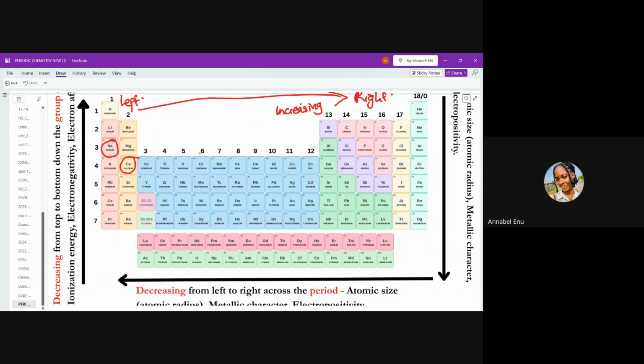Okay, I can repeat the question. The question is between sodium and calcium, which one is more electronegative? Let me put it like that.